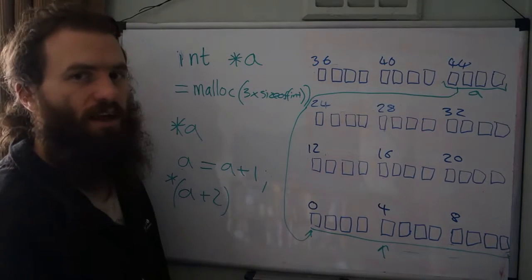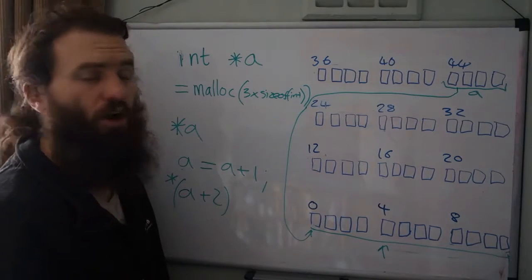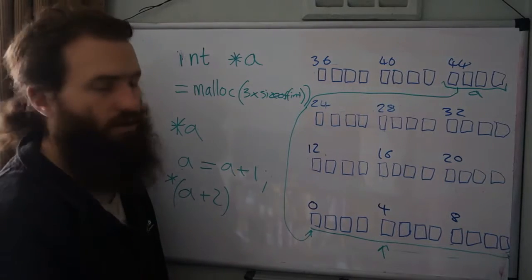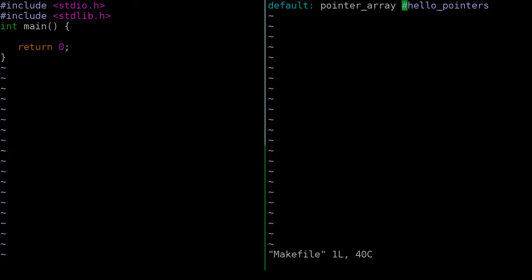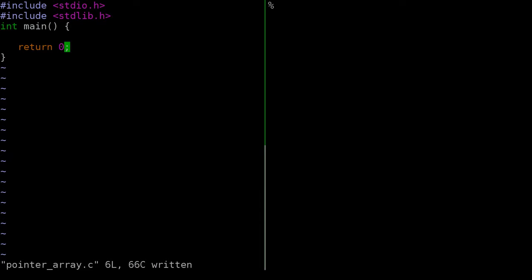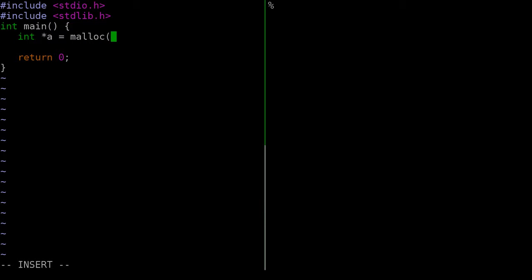So let's take a quick look at that in code and just make that clear. We've got a makefile with our default of pointerarray, and then our file pointerarray.c here on the left. What we'll do, as we said, is allocate 3 times size of int.